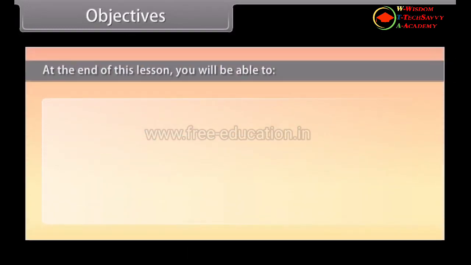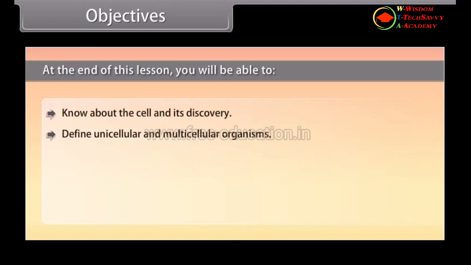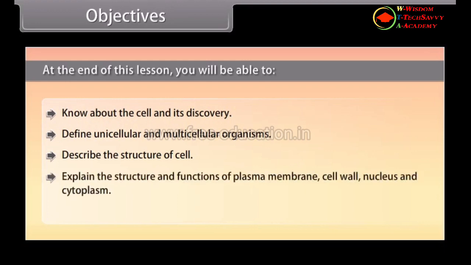Objectives. At the end of this lesson, you'll be able to know about the cell and its discovery, define unicellular and multicellular organisms, describe the structure of cell, explain the structure and functions of plasma membrane, cell wall, nucleus, and cytoplasm.